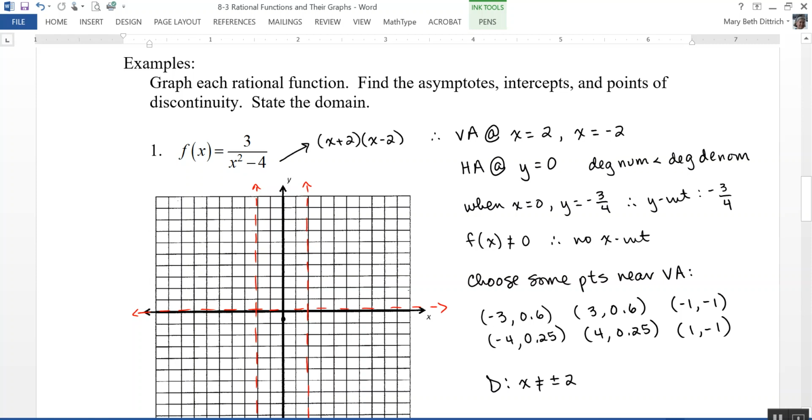So I got negative 3. So when I have the point negative 3, I have 0.6, which is a little more than half. And when I have negative 4, it's like 1/4. So it's actually kind of down there.